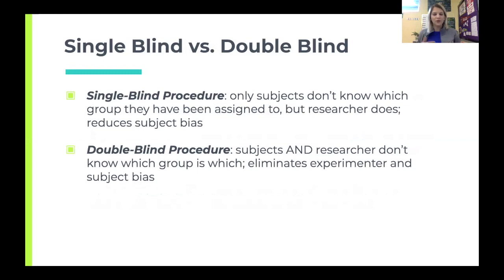You'll also read about single blind versus double blind procedures. In a single blind procedure, only the subjects don't know which group they're in, the experimental or control group, but the researcher does. In a double blind procedure, neither the researcher nor the participants know who is in what group. All of that is done through maybe assistance or a computer program, and that helps to counter the effects of experimenter bias.